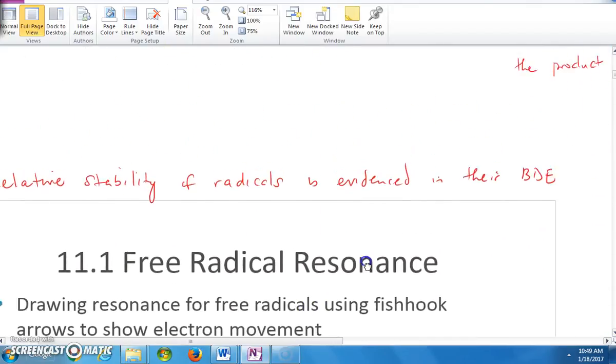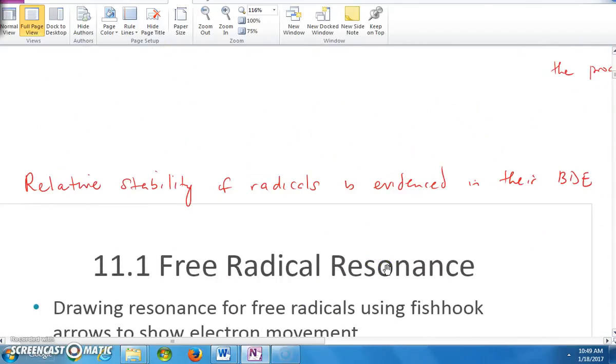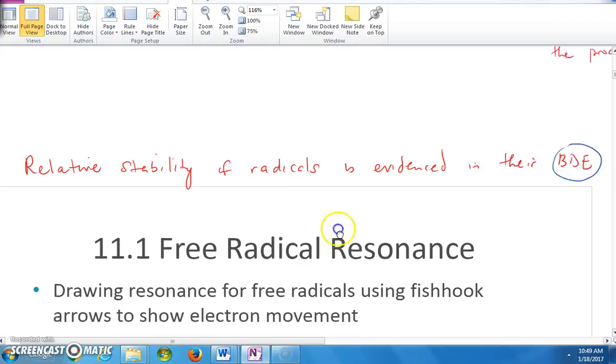Now, you can see that the relative stability of radicals is evidenced in the bond dissociation energy. The more stable the radical that forms, the lower the bond dissociation energy. The less stable the radical that forms, the higher the bond dissociation energy. And basically that's how it goes.